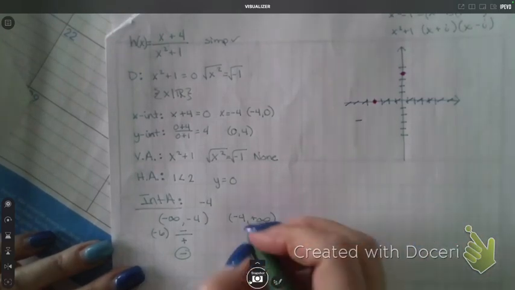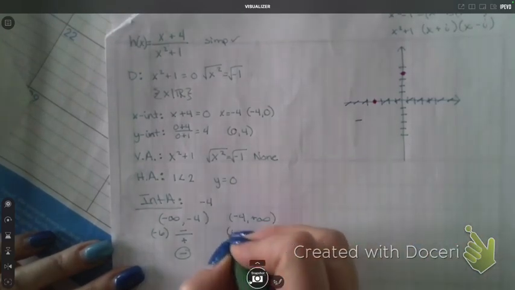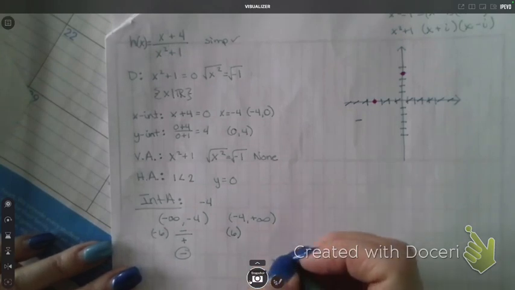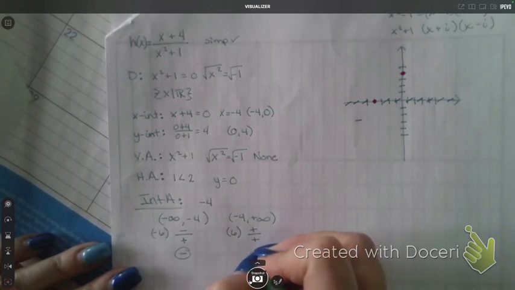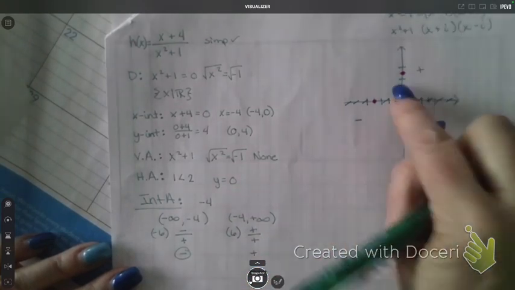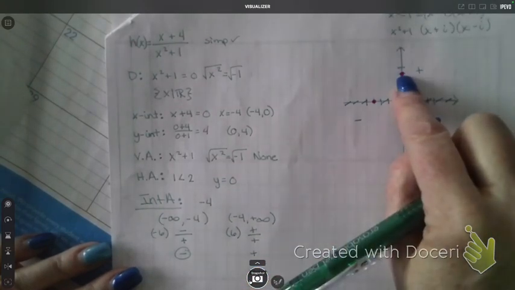Okay, now we're going to go with 6. Numerator, negative or positive? Positive. Denominator? Positive. So the whole thing is positive, which I should have known because I have this here, right? Okay.